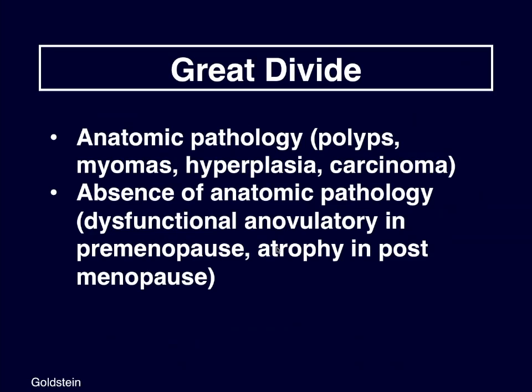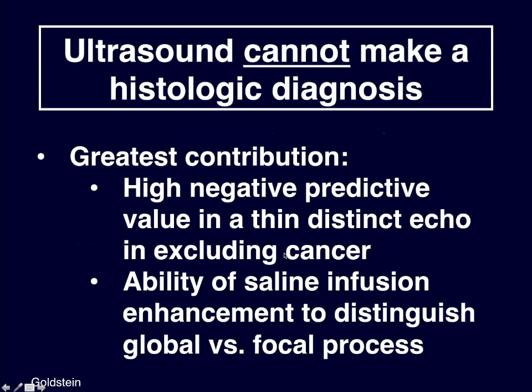So I've kind of already alluded to the fact that there's this great divide. You've got somebody with abnormal bleeding or postmenopausal bleeding. Either there's an anatomic reason, polyps, myomas, hyperplasias, even frank cancers, or there's no anatomic reason, in which case the bleeding is dysfunctional and anovulatory in premenopausal women and often atrophic in postmenopausal women.